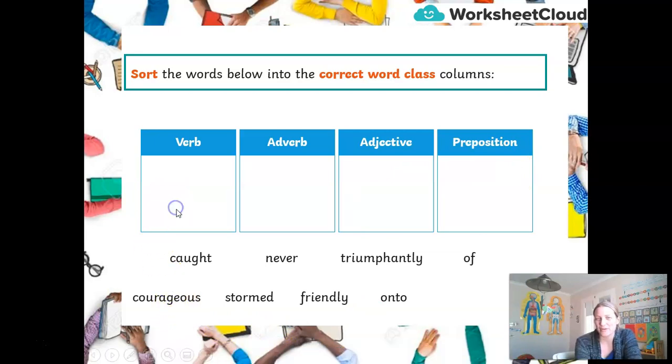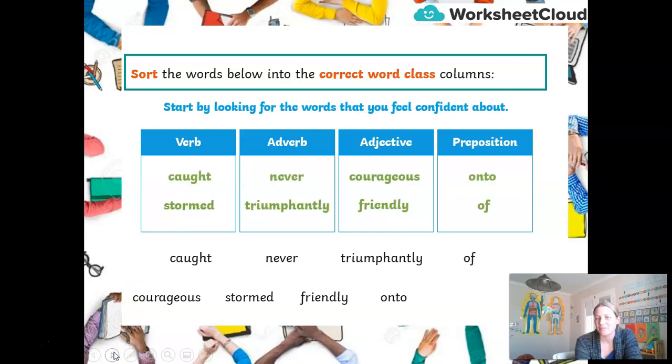Here we go. There we go. Caught, stormed. Okay, you see, that's not storm, it's stormed. I stormed into the shop. Caught. Remember, I caught the ball. Adverb, never. Remember, that's an adverb of frequency. Tells me how often something occurs. Triumphantly, there's an adverb of manner. Tells me how something happened. Courageous, friendly, both adjectives. Onto, of, both prepositions.